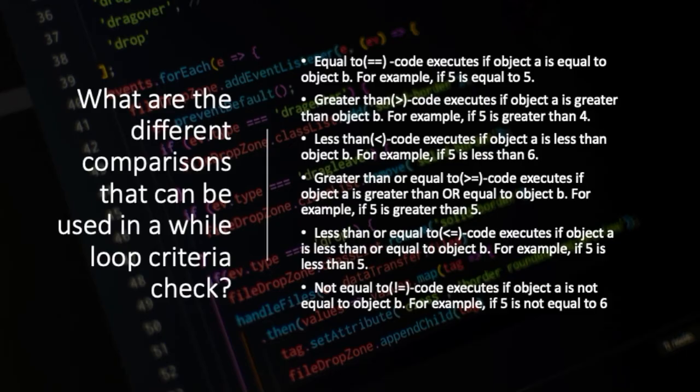Here is a brief list of the different criteria that you can use as comparison values in the while loop check. The first is equal to. You're checking if 1 is equal to 1. Next is greater than, less than, greater than or equal to, less than or equal to, or not equal to. I'll leave this on the screen for a brief second so you can maybe take a screenshot, use this for future references.